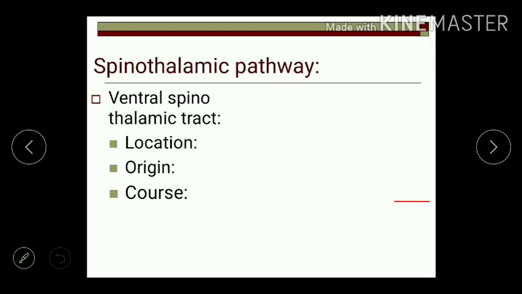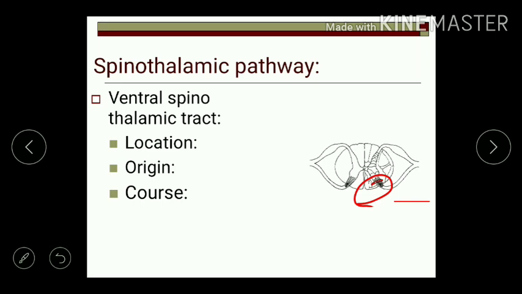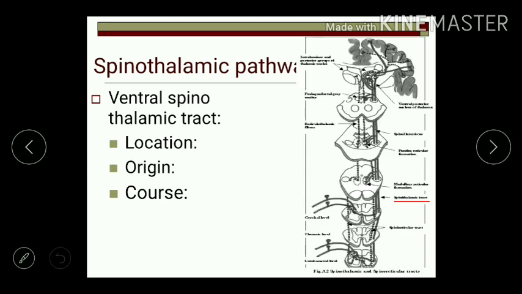Now we first discuss the ventral spinothalamic tract. As the name suggests, it is located in the anterior white column. Now the origin: the fibers of this tract arise from the dorsal grey horn from lamina 1, 4, 5 and 6, and they form the second order neuron. You can see here, these are the second order neurons, they form this tract. Now these fibers ascend in the posterior grey horn for 1 to 2 segments, as we have discussed, and they form the tract of Lissauer also.